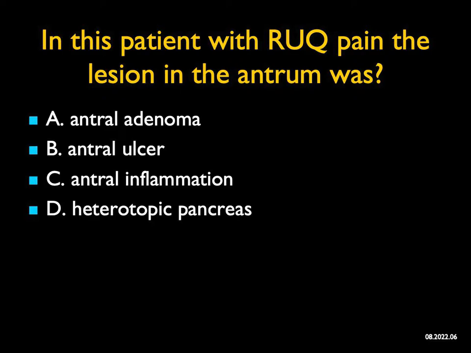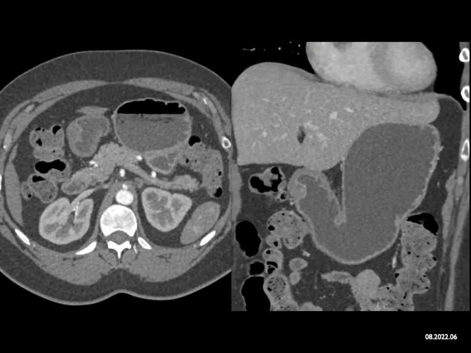In this patient with right upper quadrant pain, the lesion in the antrum of the stomach was, you see a 1 centimeter or so lesion on the axials, but particularly well in the coronal. It could be like a polypoid lesion, like an adenoma. That's a possibility. It doesn't really look like an ulcer, and it doesn't look like focal inflammation.